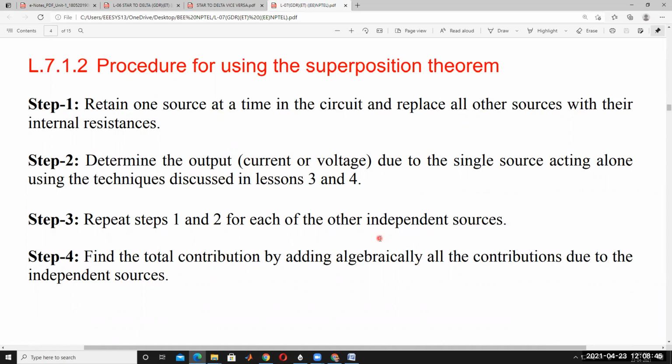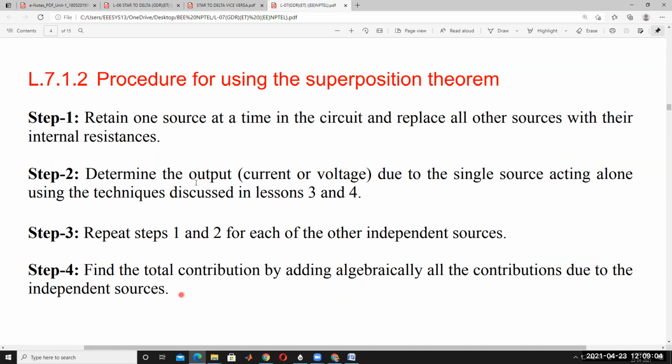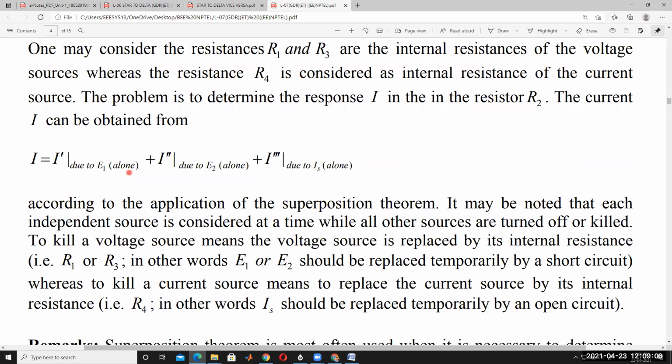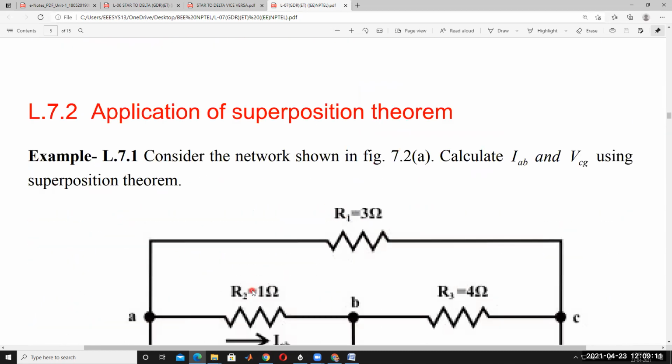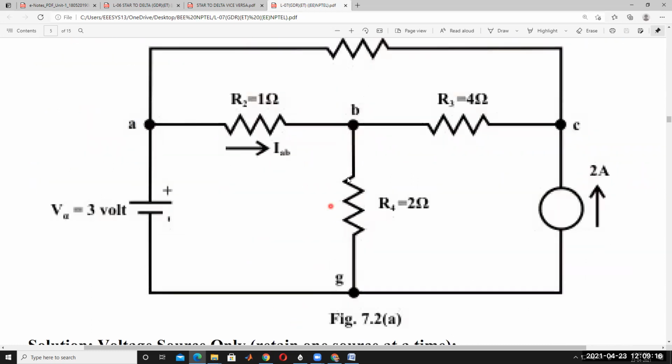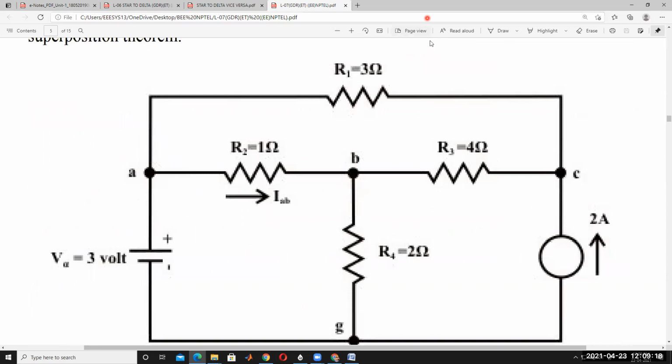Independent sources only, not dependent sources. So apply this technique: activate and deactivate only independent sources, not dependent sources. Find the total contribution by adding algebraically all the contributions due to the independent sources, like this. So these are the 3-4 simple steps of the superposition theorem. And then, with one simple example, you can easily understand the superposition theorem.